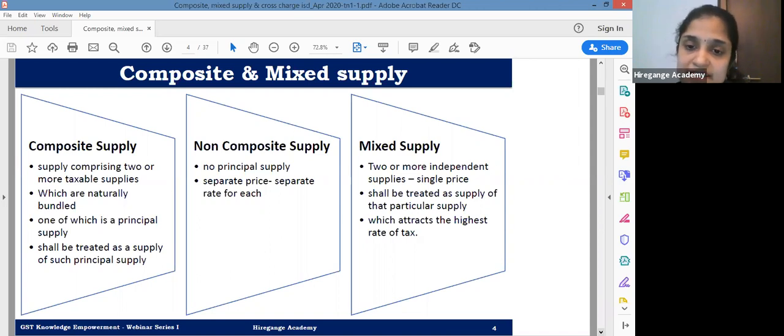However, I will give it a slight twist. Instead of putting 5,000, if there was a breakup given as 4,000 and 1,000, 4,000 being for the chocolate and 1,000 being for the flowers, then yes, it is very much possible to say this is a non-composite supply, and the 1,000 rupees need not be offered to tax, and only on the 4,000, 18% tax would require to be paid on the value of the chocolate.